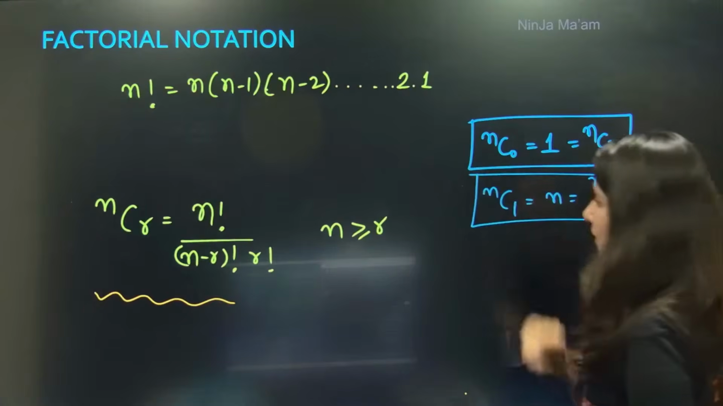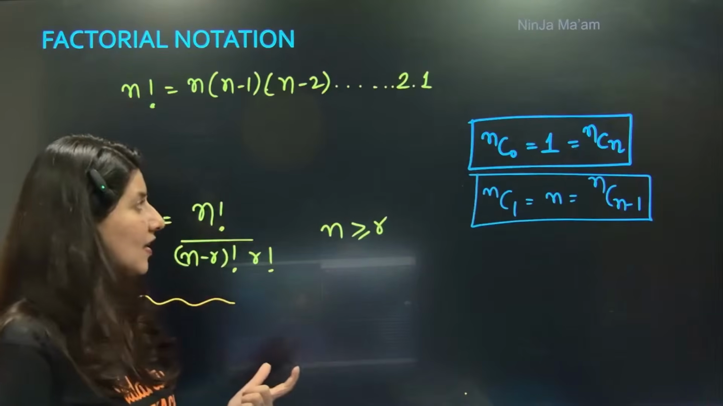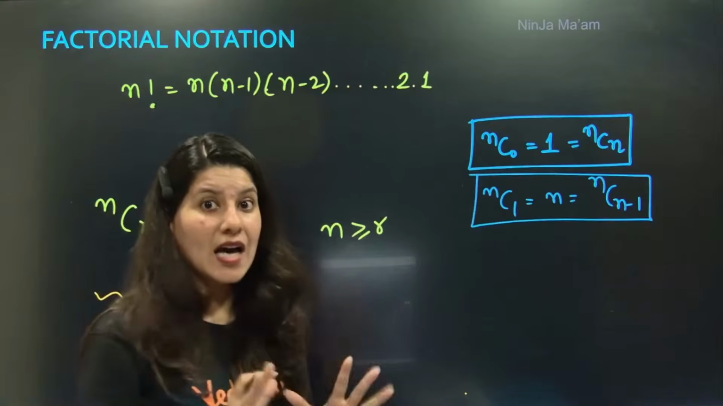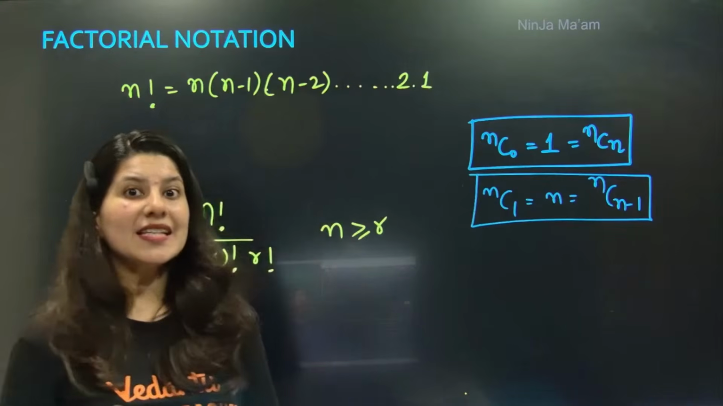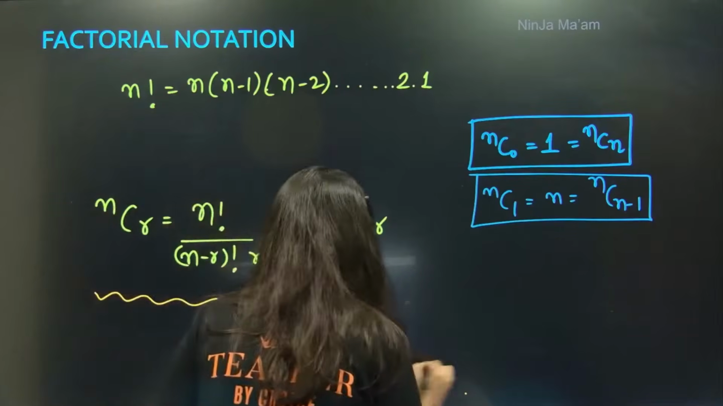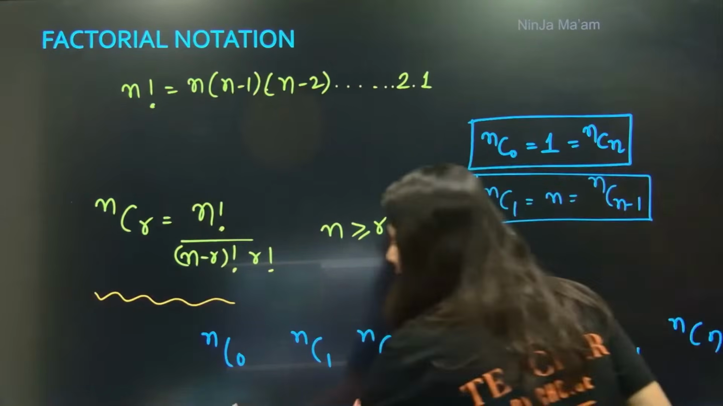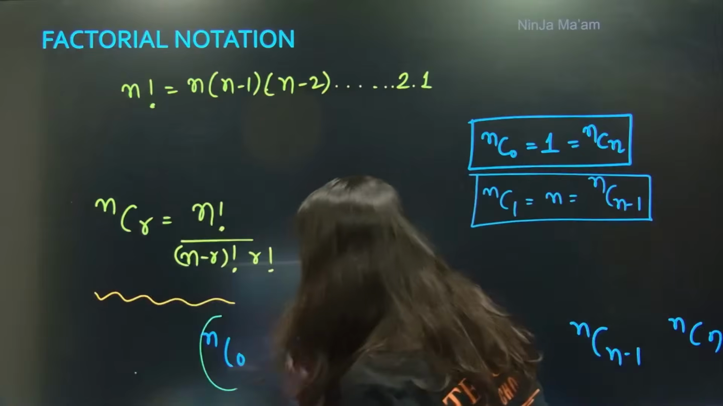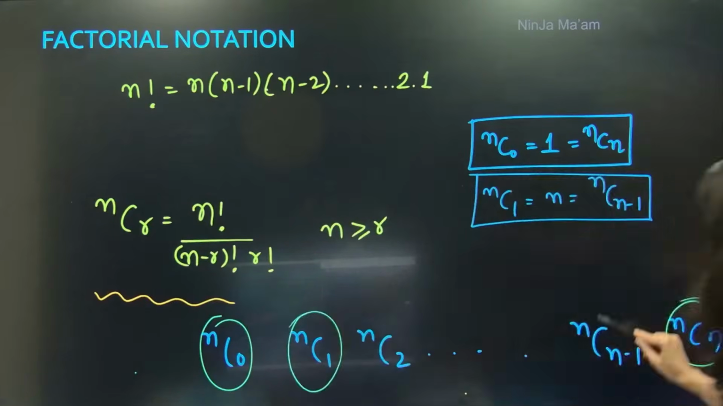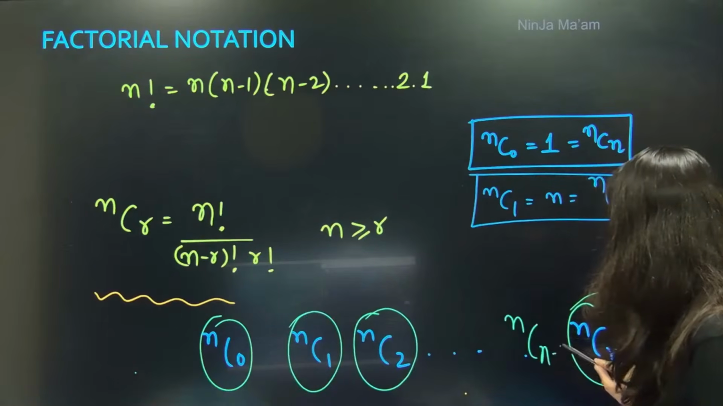One thing to observe is that the coefficients from the beginning and from the end are equal. Symmetry is being maintained. Let me tell you. nC0, nC1, nC2 and all the way up to nC(n minus 1) and nCn. Here the coefficient nC0 will be equivalent to nCn. nC1 will be equivalent to nC(n minus 1). nC2 will be equivalent to nC(n minus 2).